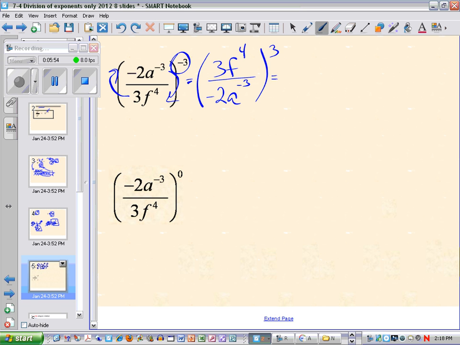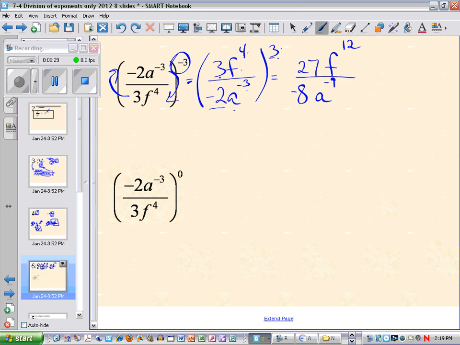So when you have a fraction, your exponent applies to both numerator and denominator. So we've got 3 cubed, 27. Then f to the fourth cubed, f to the 12th, using the rule we learned last time, power to a power multiply. Now we have negative 2 cubed, that'd be negative 8. Then we have a to the negative third cubed, power to a power multiply.